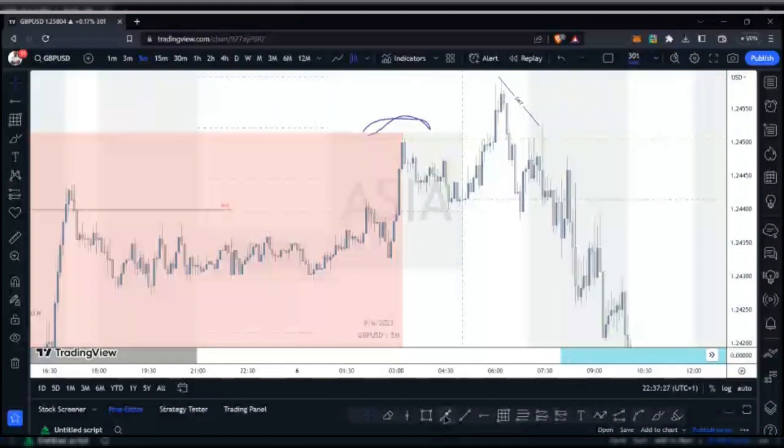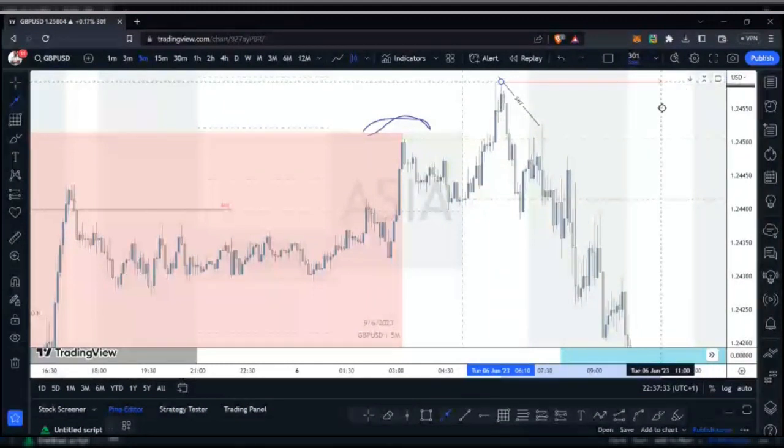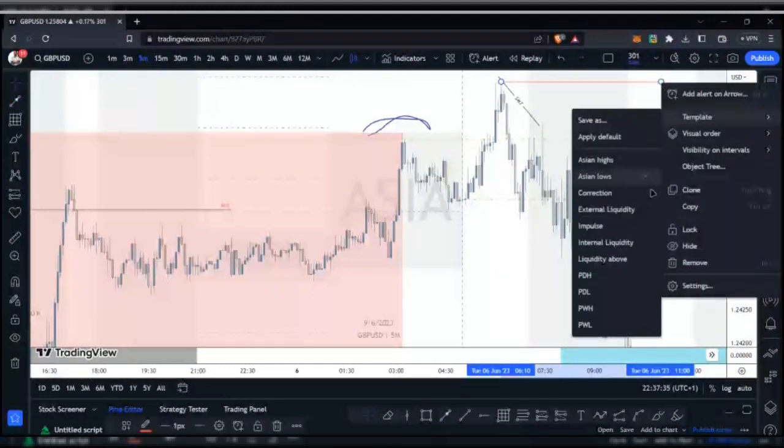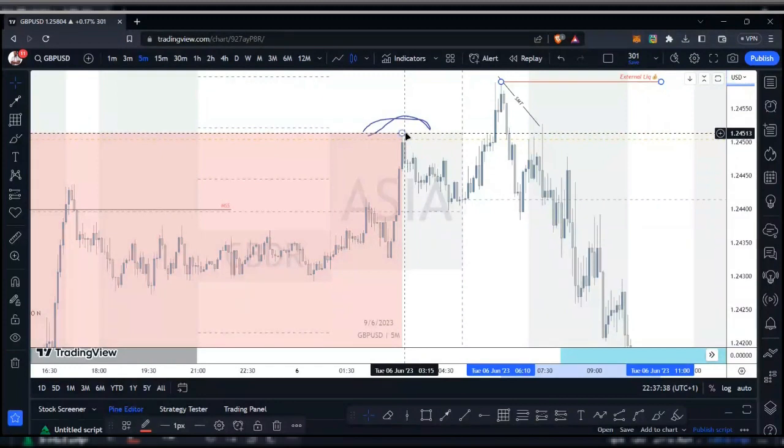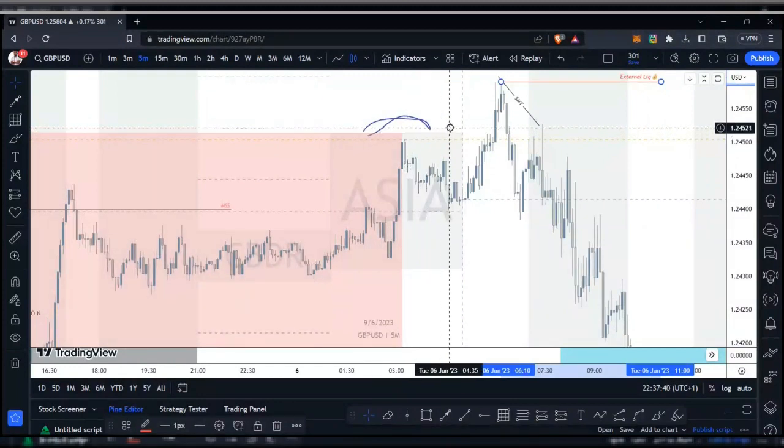So let's mark this out again, external. Let's mark this high out. So this will be for a later time, external liquidity. We have taken previous day's external liquidity, which is above Asian high.